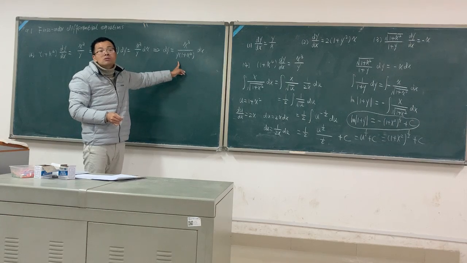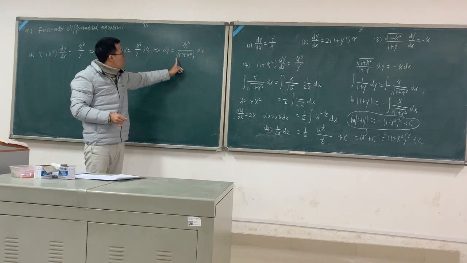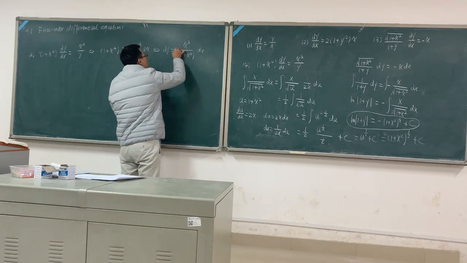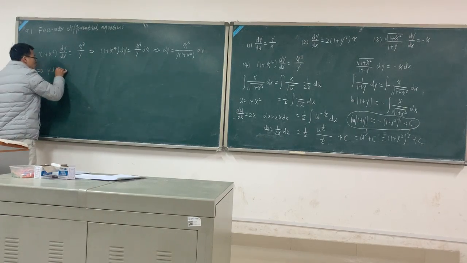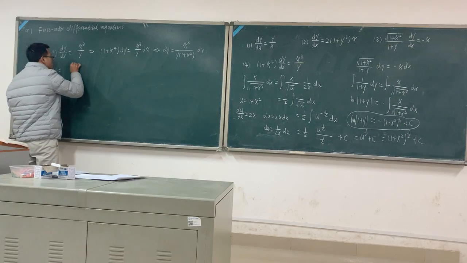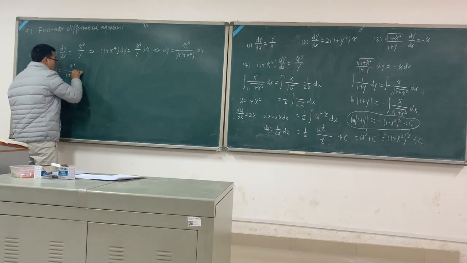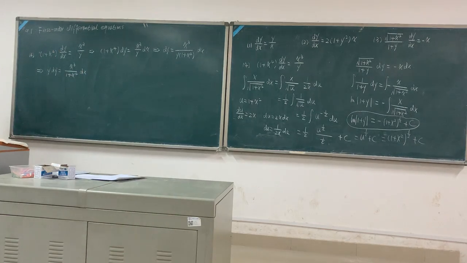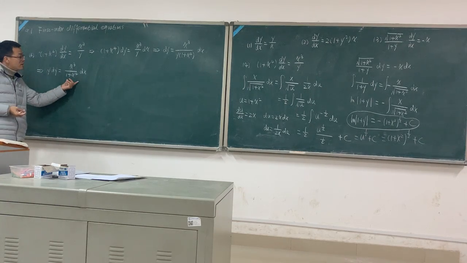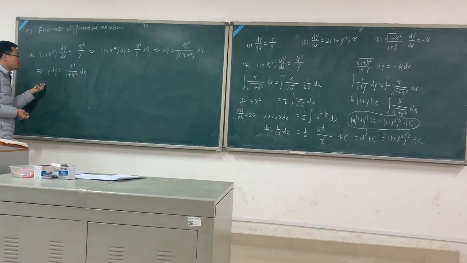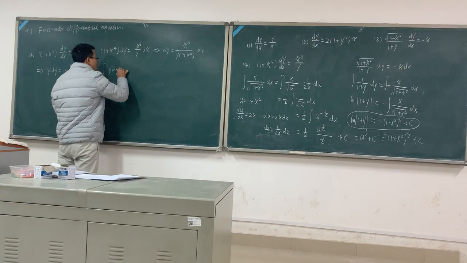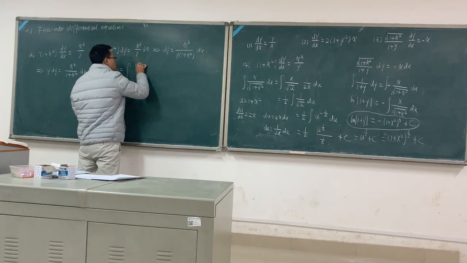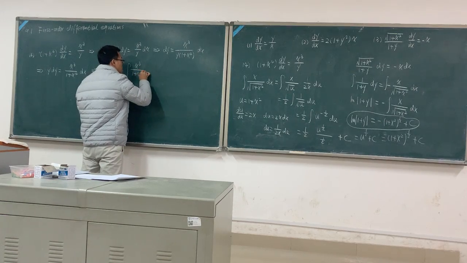Now we can see on the right hand side we have y here, so we multiply by y on both sides, okay? So here we have y dy equals x cubed over 1 plus x to the 4th power dx. So now the left hand side we just have y, the right hand side we just have x. So we find the antiderivative: y dy equals the antiderivative of x cubed over 1 plus x to the 4th power dx.